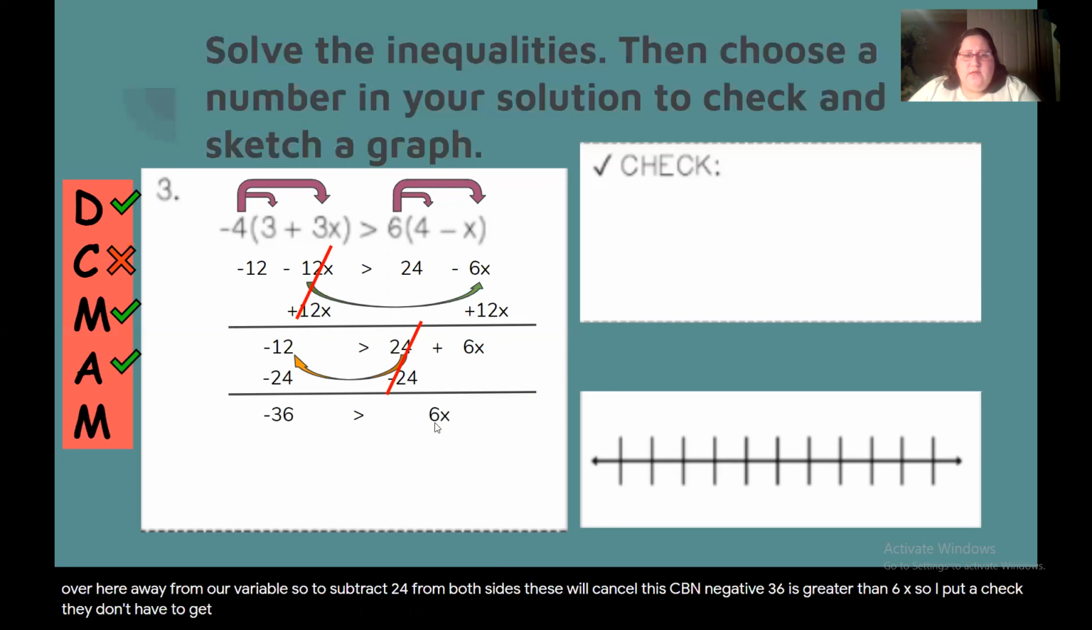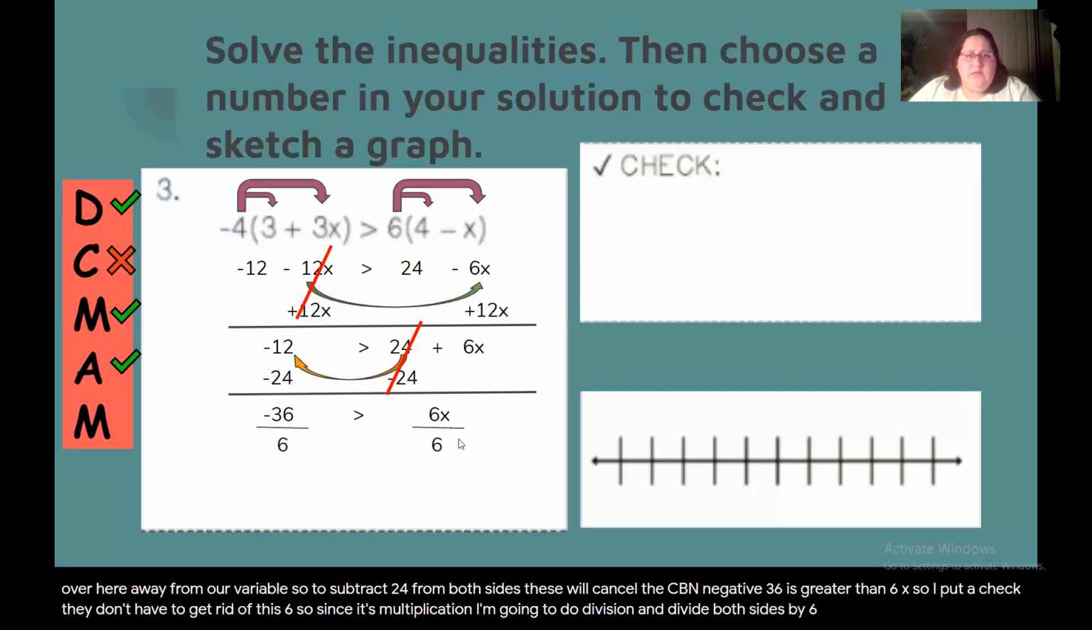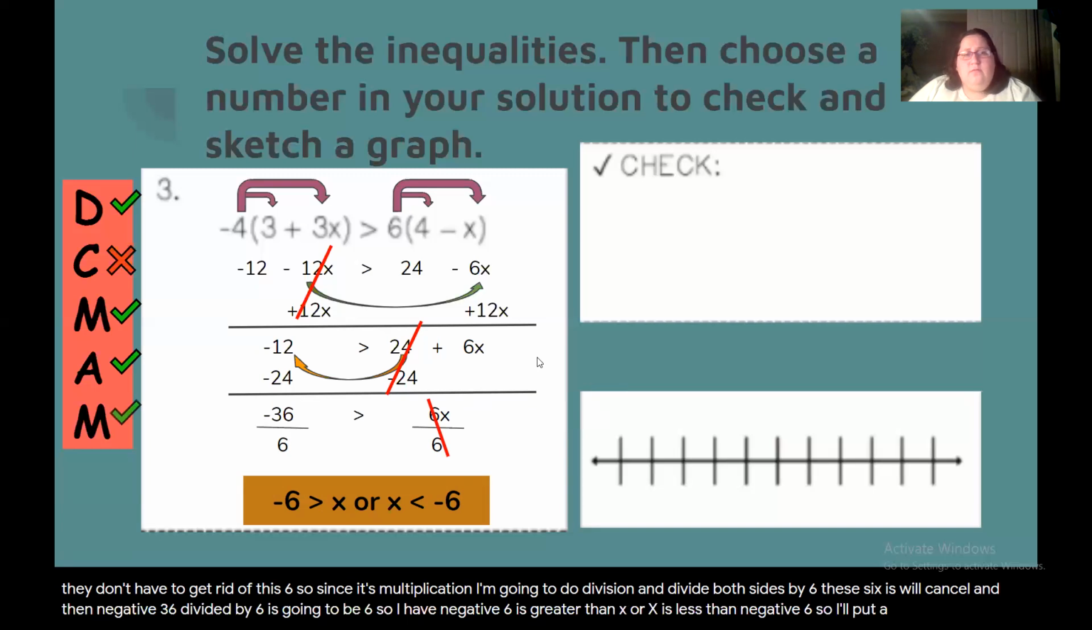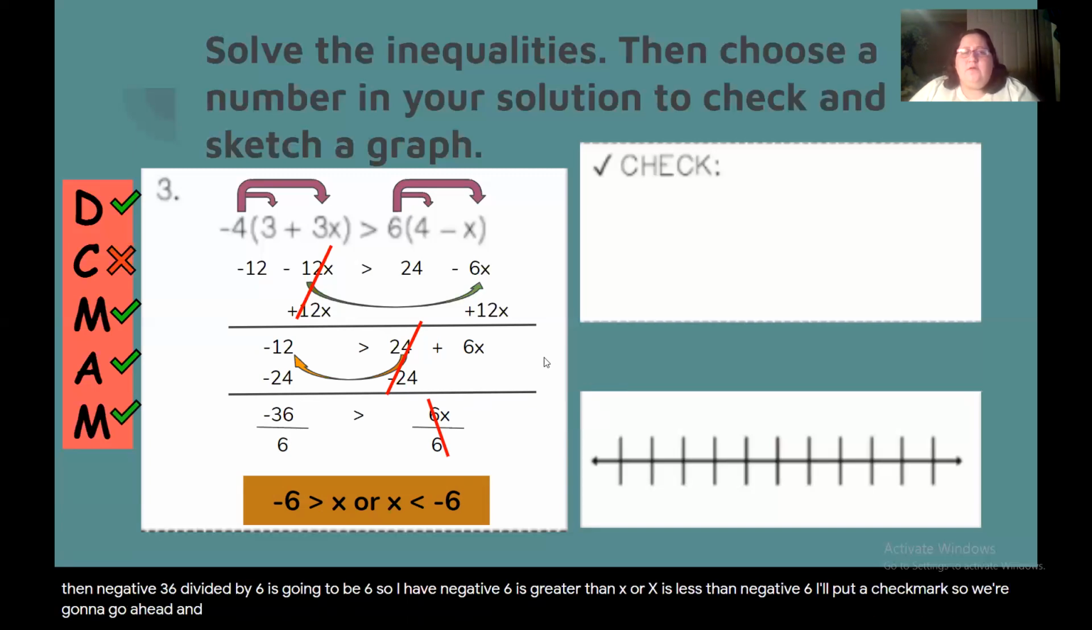Then I have to get rid of this 6. So since it's multiplication, I'm going to do division and divide both sides by 6. These 6's will cancel. And then negative 36 divided by 6 is going to be negative 6. So I have negative 6 is greater than x, or x is less than negative 6. And I'll put a check mark. So we're going to go ahead and see if this is correct. So I'm going to pick a number that's less than -6.